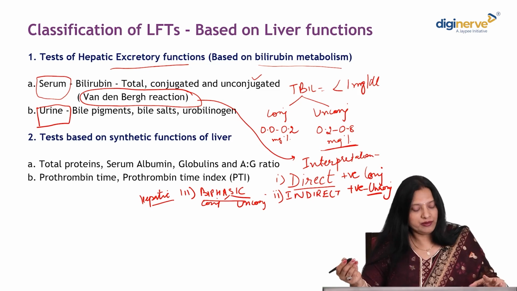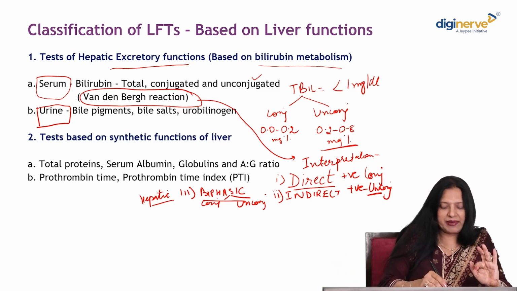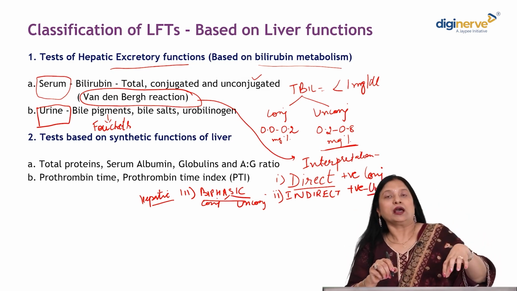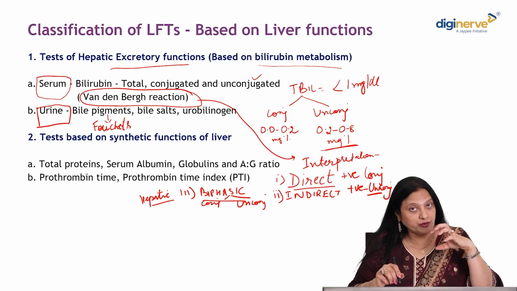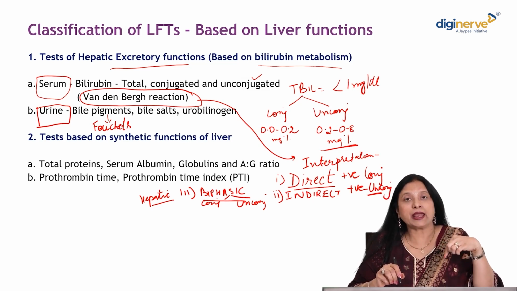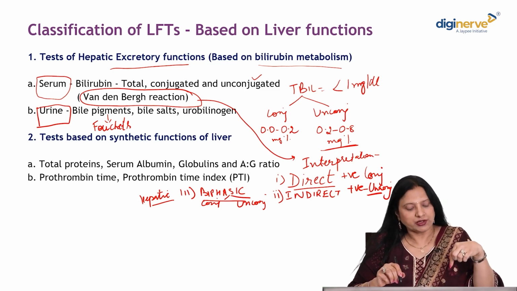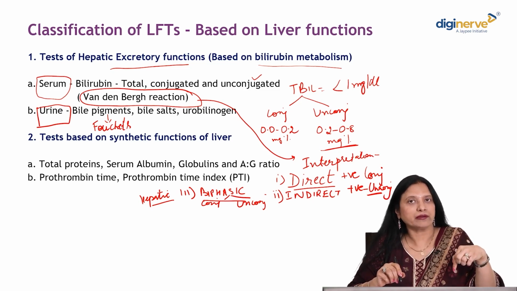So in urine, for bile pigments, the test done is Fouchet's, right? I will not go into the details of the procedures of the test or the principles, but what we are going to understand is in what kind of jaundice or what kind of bilirubin is going to give you this positive. So in urine, which bilirubin is going to be there? It is only the conjugated fraction.